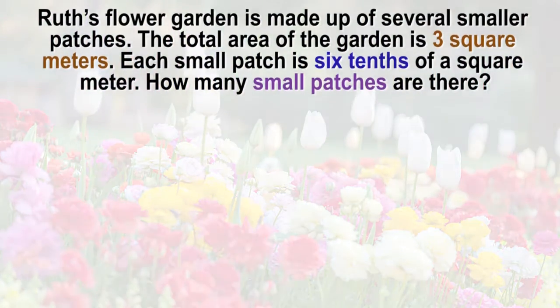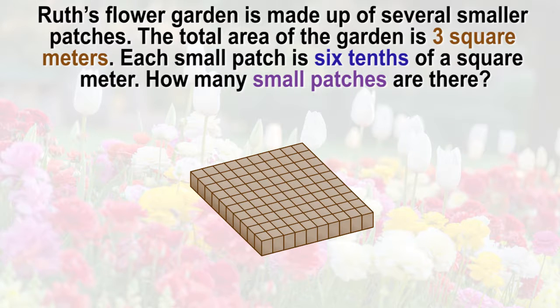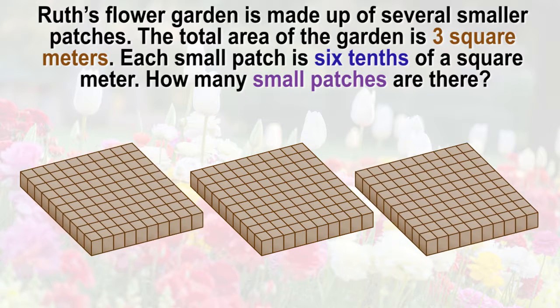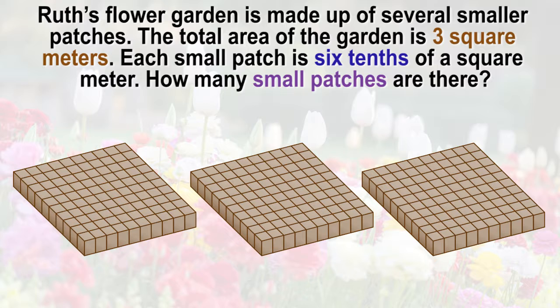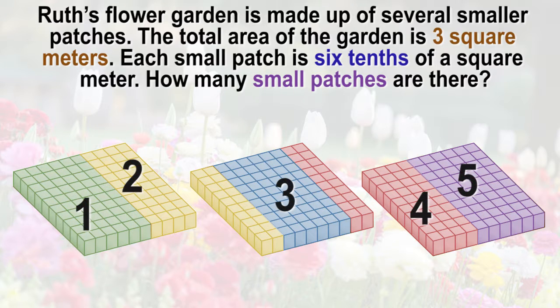We will first model the entire garden with 3 wholes. The 3 wholes are broken into 30/10. If we measure groups of 6/10, we see there are 5 groups of 6/10 in 30/10. There are 5 small patches in Ruth's flower garden.